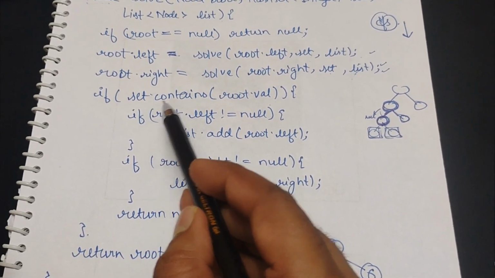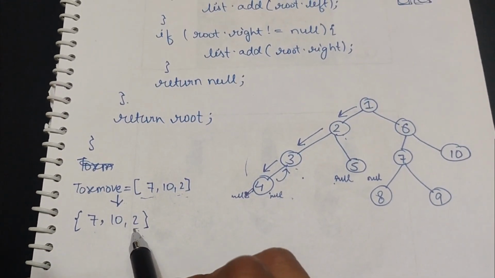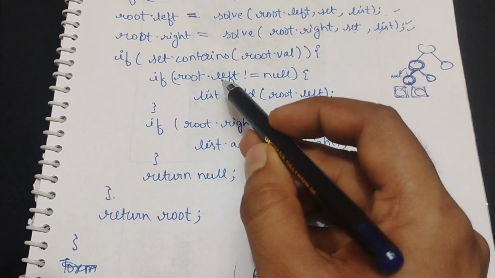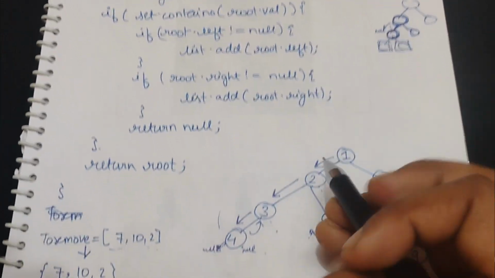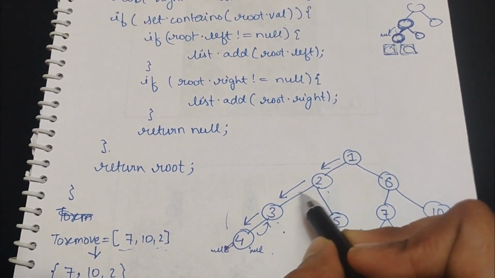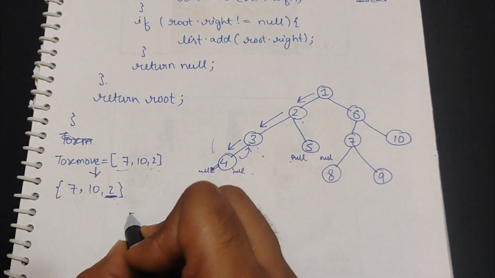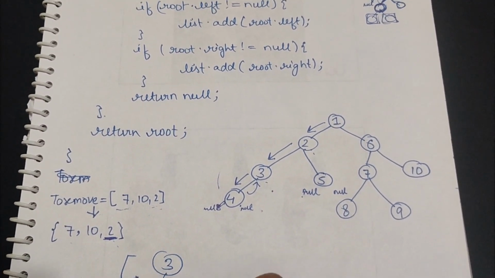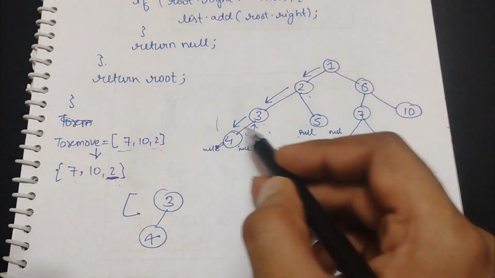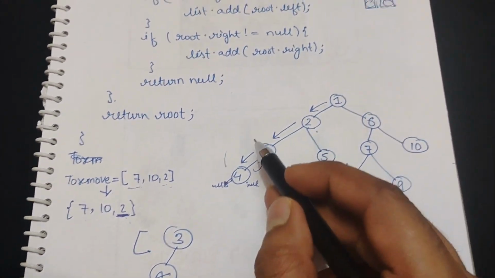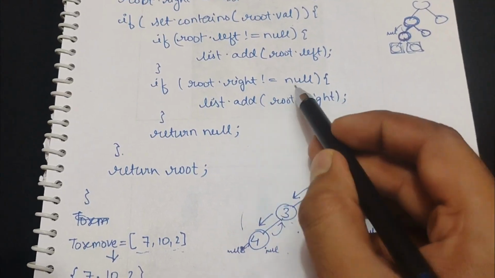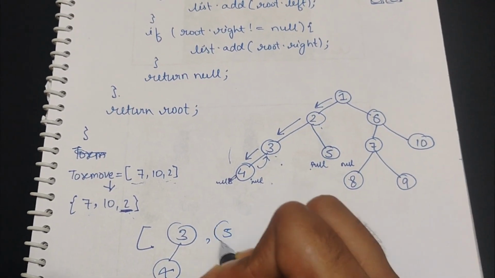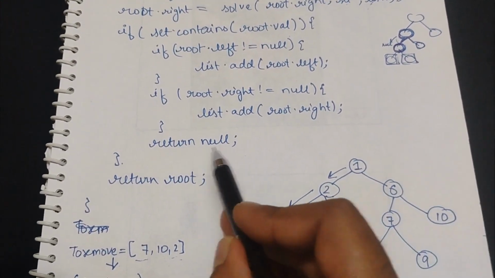It will check does set dot contains 2. Is there a 2? Yes, there is a 2. Then does it have a left subtree? Root dot left is not null. It has this. Then in the array store this 3. We only have to store the root of the subtree, else the compiler will handle. Root dot right is not null. It contains 5. Similarly add 5. Added. Okay. Then return null.